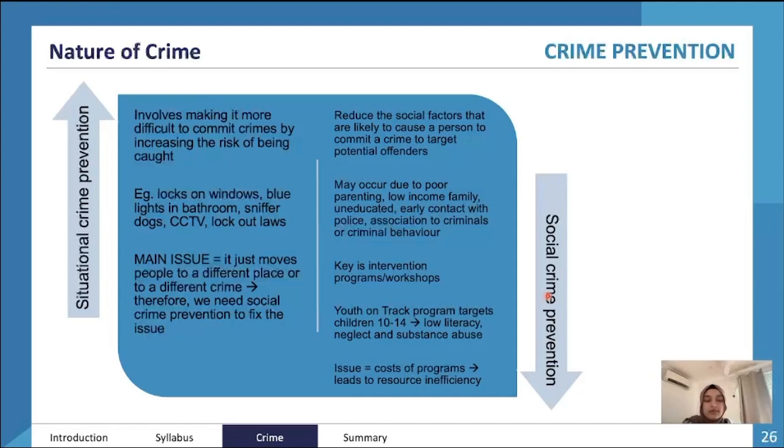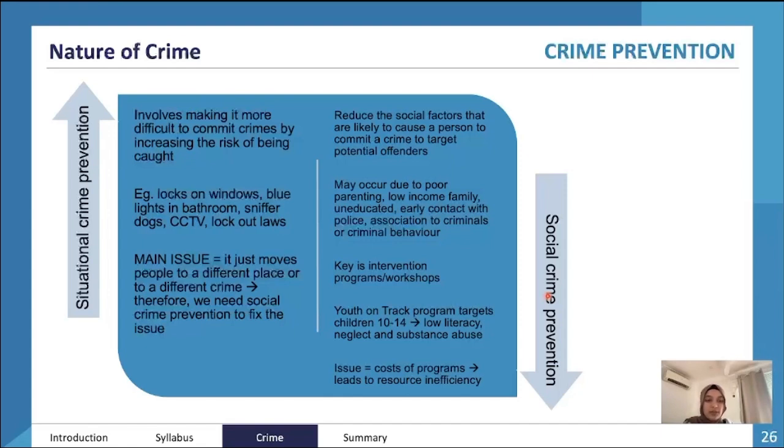CCTV, obviously, makes it more difficult, for example, for someone to steal something, and lockout laws as well. So what's the main issue here? It just moves people to a different place to commit the crime. If somebody sees that there's CCTV in a certain shop, but then they go to another shop and there's not, they'll just commit the crime there. Or if they see that there's blue lights in a certain bathroom, they may just go to another bathroom where there's not blue lights. So although it's creating a situation that's preventing crime, it may just take the crime elsewhere. Therefore, we need to really dig deeper, right?